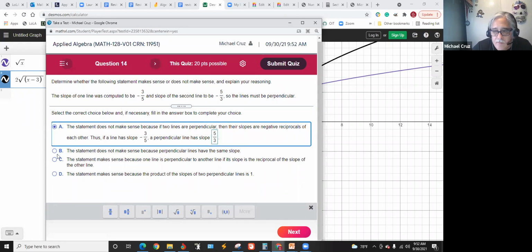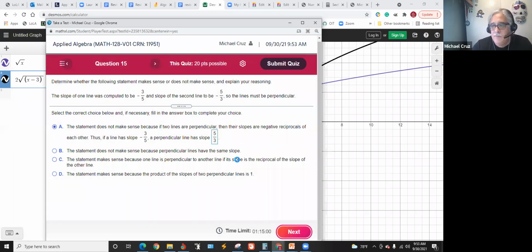Oops, I'm sorry. Did I press B by accident? But that's definitely it, because the only other one that does not make sense is also a false statement. It says the statement does not make sense because perpendicular lines have the same slope, and that's false. Parallel lines have the same slope.